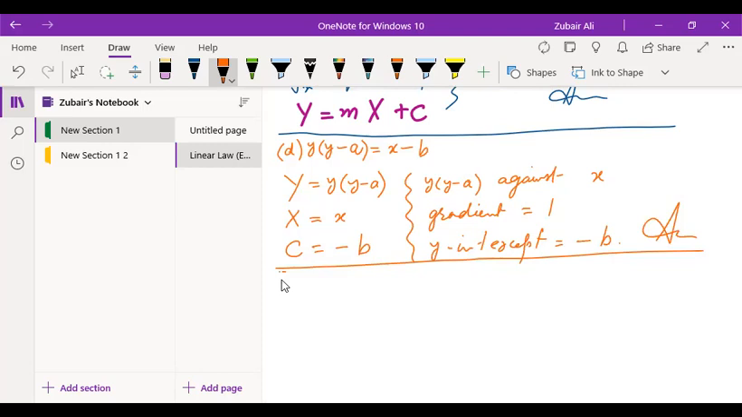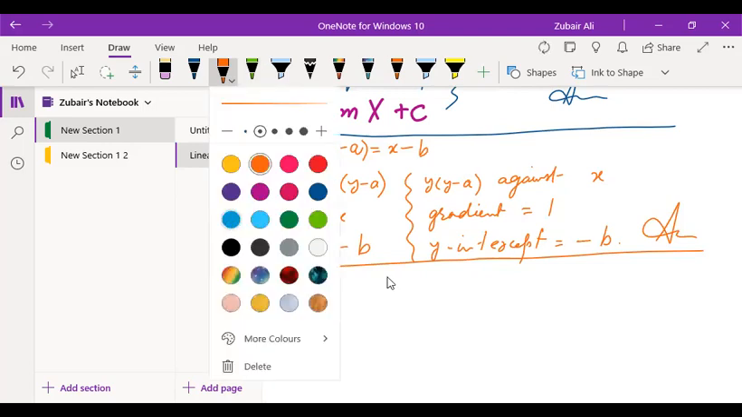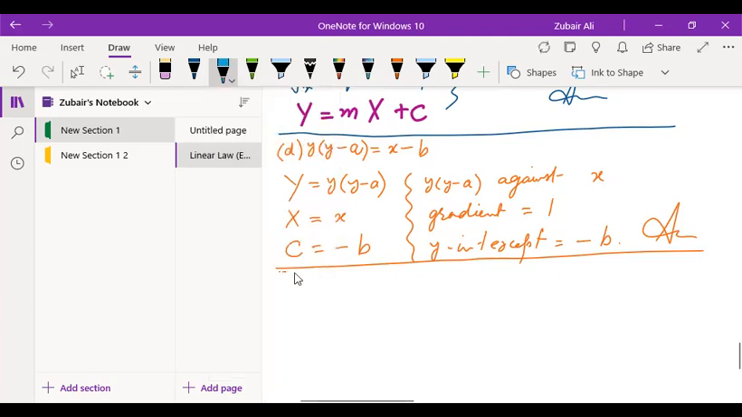Now we should go for part F. Part F is ay is equal to x power b. In this, what will we do first? Because we have a power over here, we should apply either lg or ln; we can apply either. So I have applied lg.